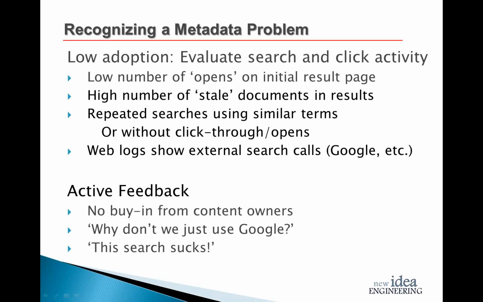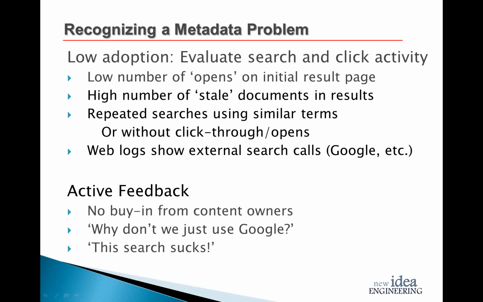A measurement that people sometimes don't think of looking at is a high number of stale documents. By stale documents, I mean documents that show up in searches over and over and over, but which no one ever clicks on. Those are good candidates for moving to an offline repository or a lower priority repository, because if people aren't looking at them, they're not good for populating your result list. Another symptom is repeated searches using similar terms.